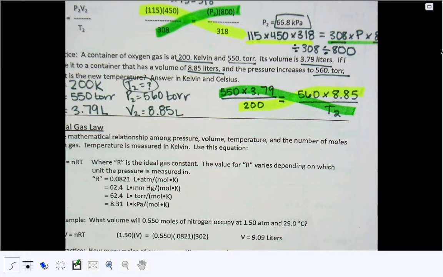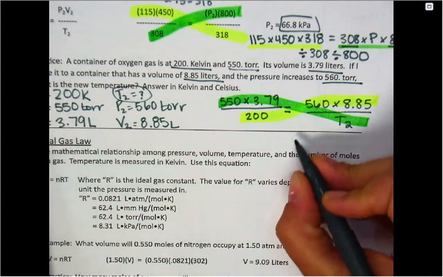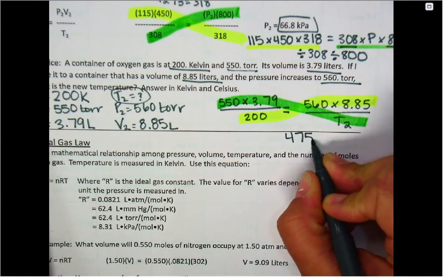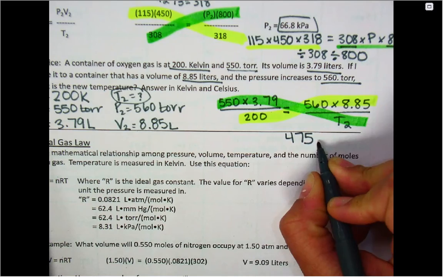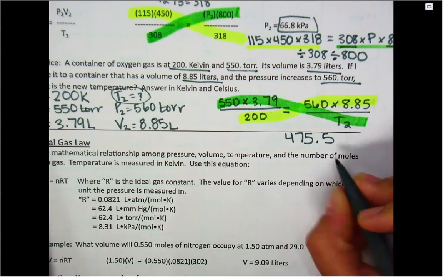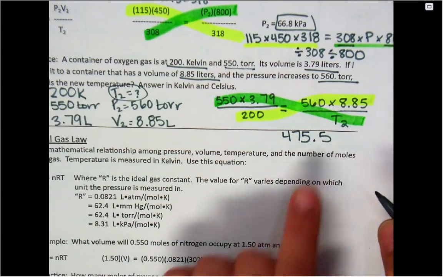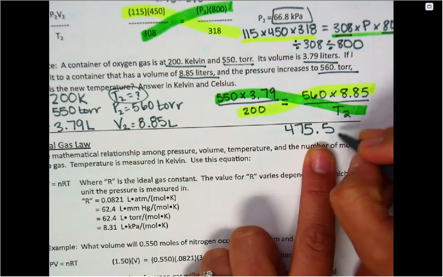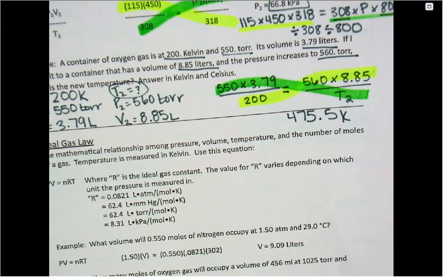All right, so like I said, you should have gotten the answer 475.5. Yeah, okay. I can't remember if that was what I said. All right, so 475.5 Kelvin. And then how would we convert that into Celsius? What do we do?